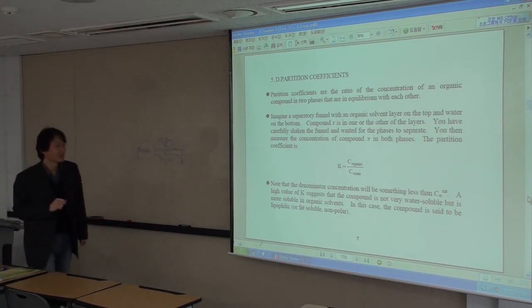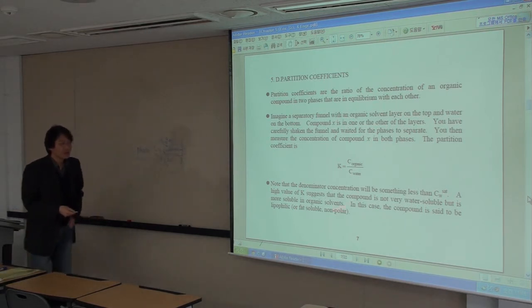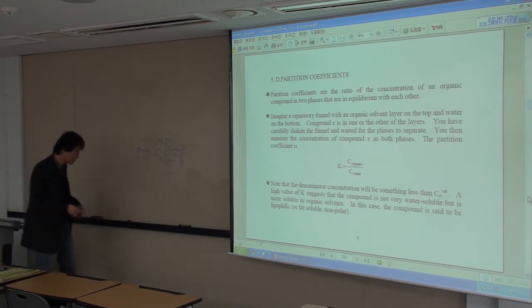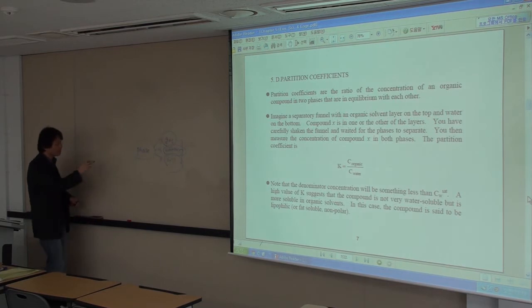You should know that. All right, so the partitioning coefficient: if you know this one, you know the concentration that stays in the organic phase and the water phase. As I already said, this is very, very important.